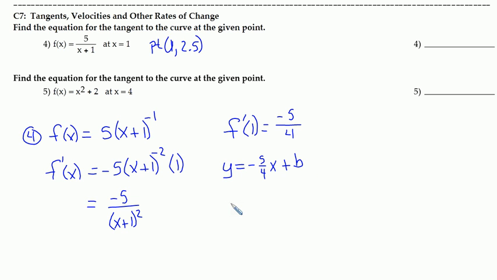I need to go find that intercept value by plugging in the point that I have. So I know that the y value is 5/2 when the x value is 1. So I'll put in 5/2 for y and 1 for x plus b. If I add 5/4 to both sides, I get 5/4 plus 5/2. 5/2 is the same as 10/4, and that equals b. So b is 15/4.